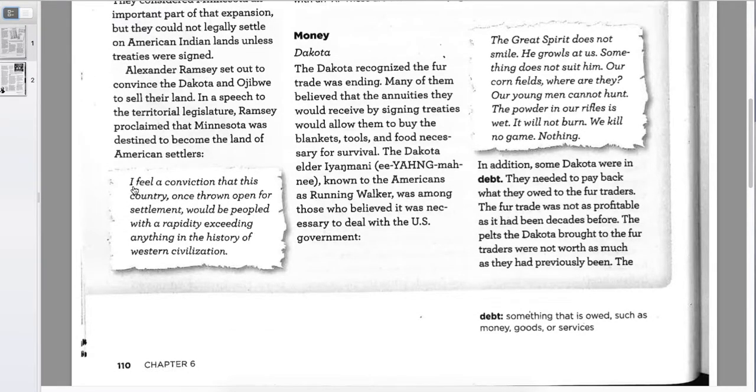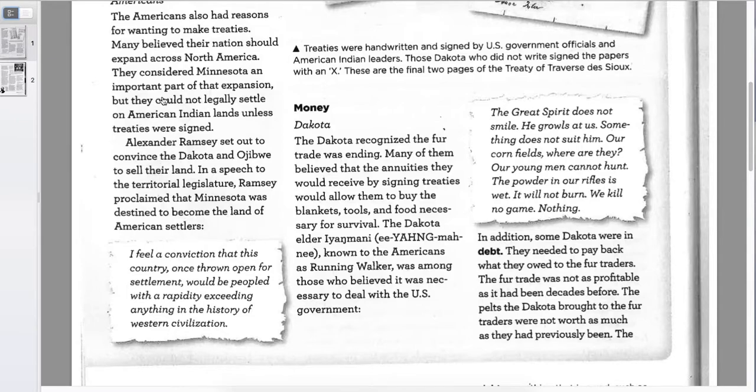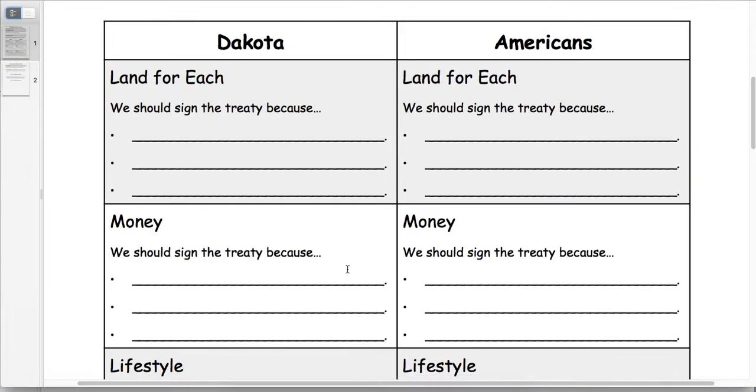And here Ramsey said, "I feel a conviction that this country, once thrown open for settlement, would be peopled with a rapidity exceeding anything in the history of the Western civilization." And he was right. Lots of European Americans came to Minnesota. You should go to your worksheet. And now, what reasons under land for each did the Americans have to sign treaties? We should sign the treaty because, and try to come up with 3 reasons. Pause and do that.